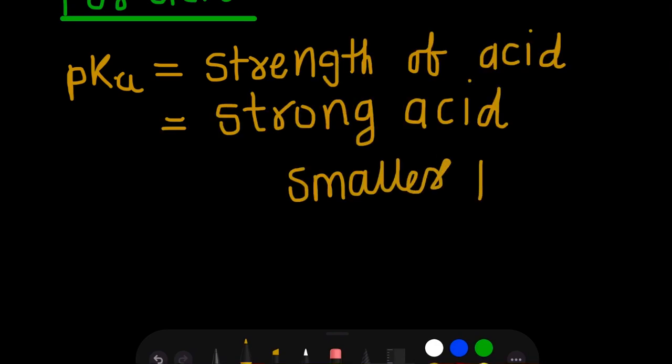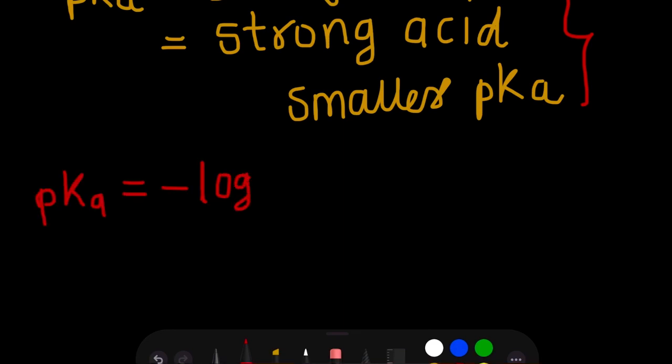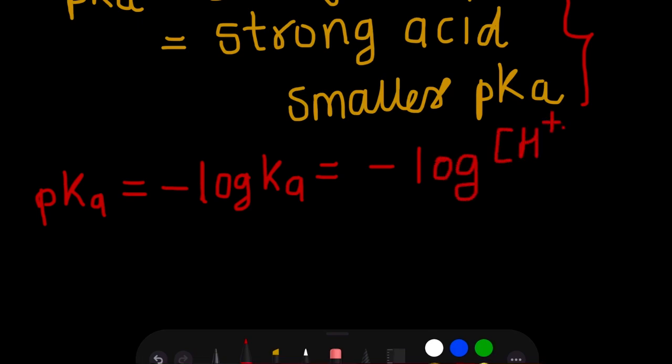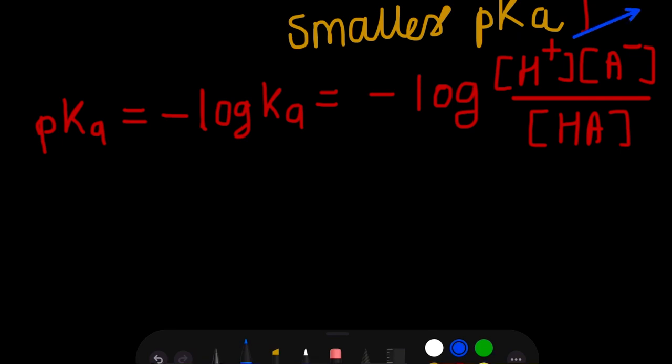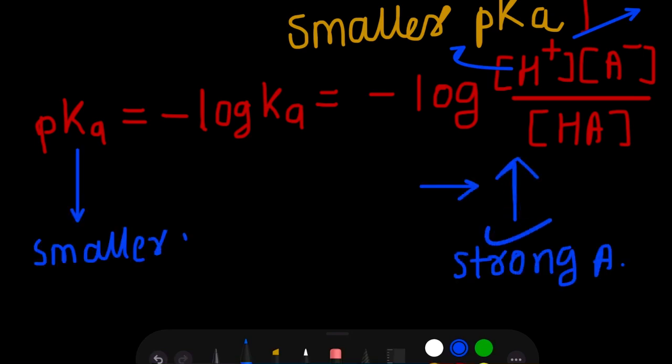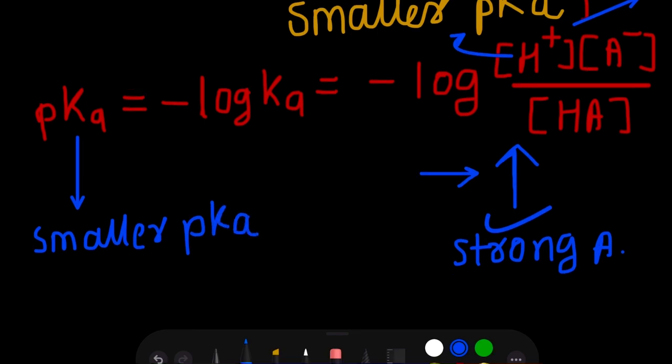Strong acid has a smaller pKa value. How? The pKa value is equal to minus log Ka. Ka is the dissociation constant for acid. It is equal to the concentration of hydrogen ion. The acid gives a proton. Now the strong acid has a higher concentration of H plus. That means strong acid has a smaller pKa value.